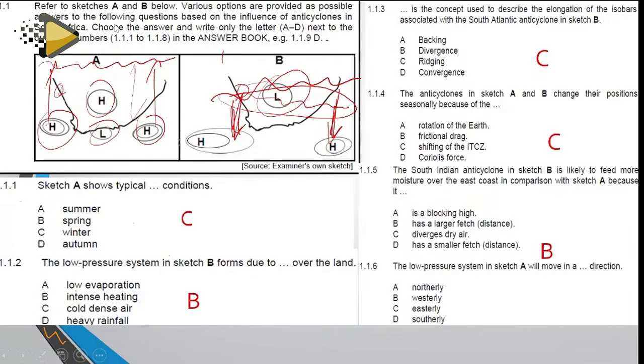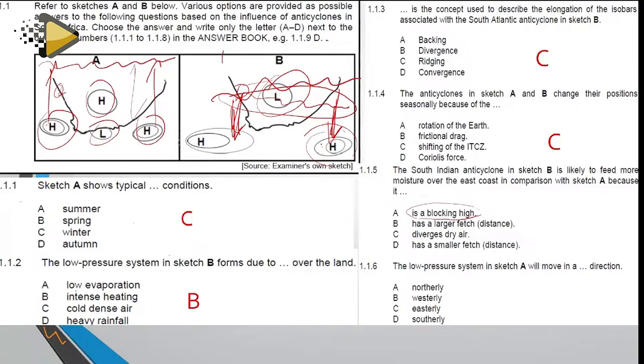Okay, let's continue with our questions. The South Indian anticyclone in sketch B is likely to feed more moisture over the east coast in comparison with sketch A, because of the fetch, because it has a large fetch or large distance. Okay, this answer is correct, but it is not answering the question.